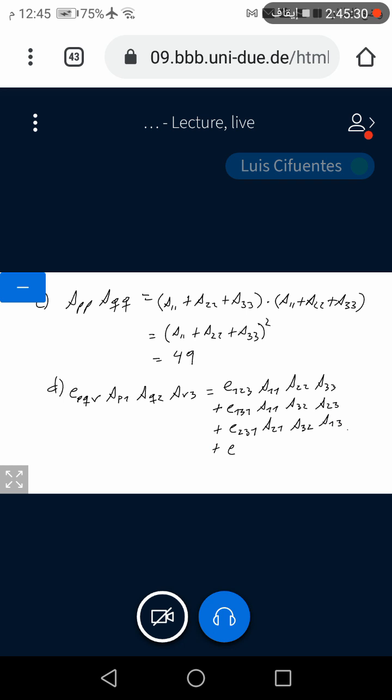And then the other component, 213: a_21, a_12, a_33, plus a_31, a_22, a_13, and the last one, a_12, a_23, a_31.